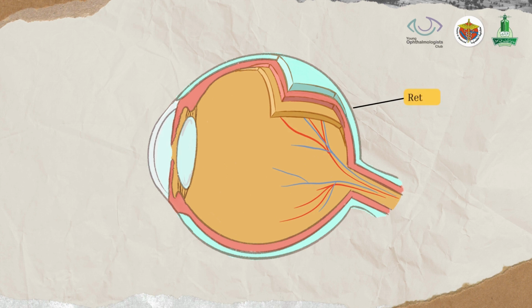The retina is the nerve layer lining the back of the eye. The retina senses light and creates electrical impulses that are sent through the optic nerve to the brain. The vitreous humor is the clear gelatinous substance filling the central cavity of the eye.